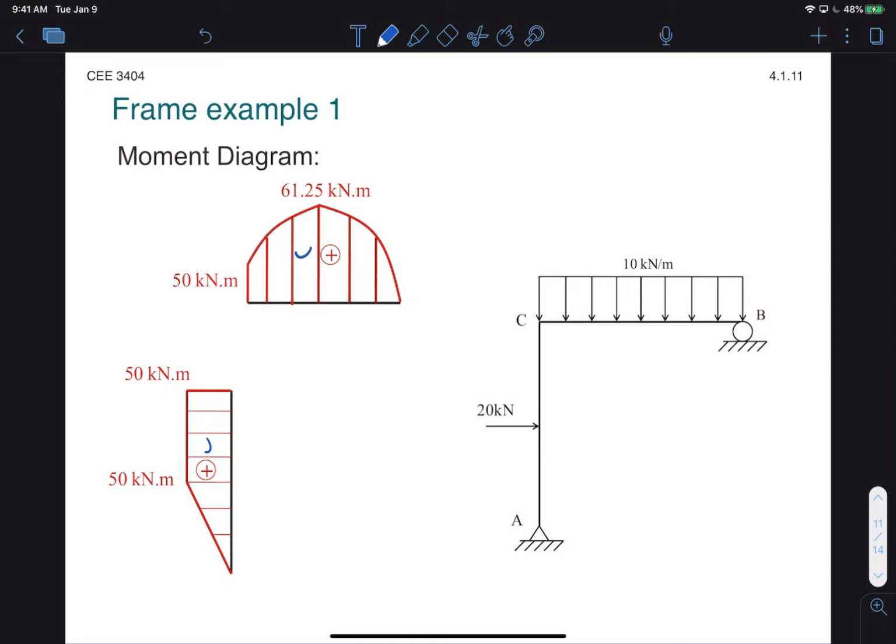Always a good idea to do that. And now to start drawing the deflected shape, I'm going to focus first on the supports, particularly support B. Because it is a roller, it can move left and right, and we do see that there is that 20 kilonewton force pushing the frame to the right, so I can expect this to shift right somewhat. By extension, I don't expect any compression of the frame, so I know that point C is also going to move to the right.